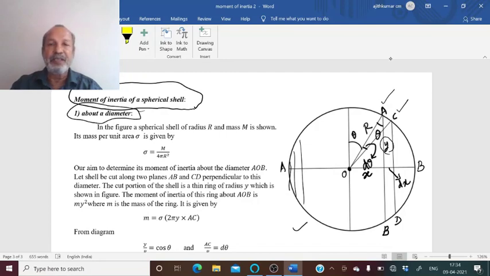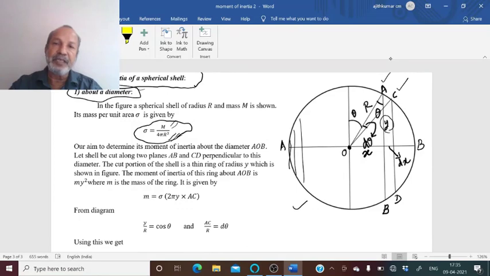We know that the moment of inertia of the ring is mr square. Here we have to find the mass of the ring ABCD. For that let us define mass per unit area. Since mass is distributed over the surface of the sphere, we will calculate mass per unit area. Surface area of the sphere is given by 4 pi r square, and if m is the total mass, then mass per unit area sigma is m by 4 pi r square. So for unit area, sigma is the mass. So we will calculate the area of the ring and find the mass.